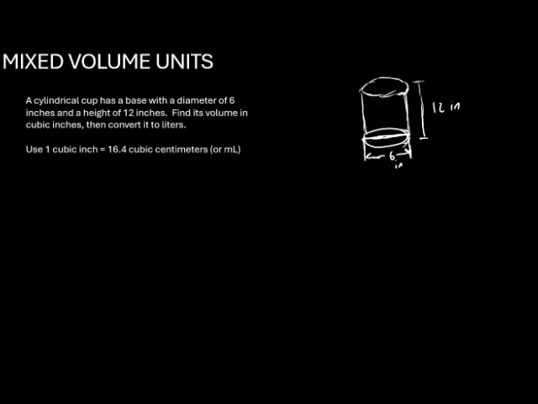Here we'll do an example with mixed volume units. We're given a cylindrical cup that has a base with a diameter of 6 inches and a height of 12 inches. We are asked to find the volume in cubic inches and then convert that to liters. Our first step will be to write a formula for the volume of a cylinder.